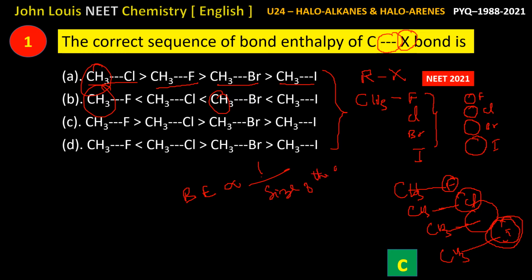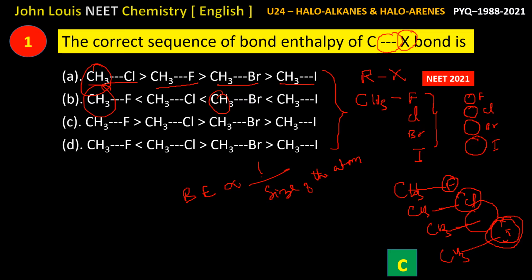That means greater the size, smaller the bond enthalpy. So here which has the greater size? Iodine has the greater size. Therefore the bond enthalpy of CH3I will be the least. Which is the smallest? Fluorine is the smallest. Therefore when the size is smaller, the bond enthalpy will be greater. Therefore methyl fluoride will have more bond enthalpy, and CH3I will have the least enthalpy.